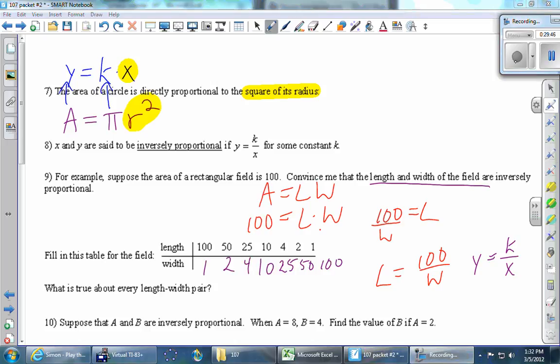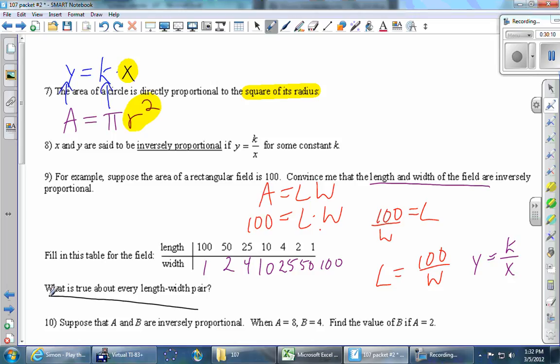Okay, so we filled in the table here, and then we got this question. What's true about every length-width pair? 100 with 1, 50 with 2, 25 with 4. What's always the same? They multiply and give you 100. Well, of course they do. I mean, I said the area was 100, so the length times the width must be 100.